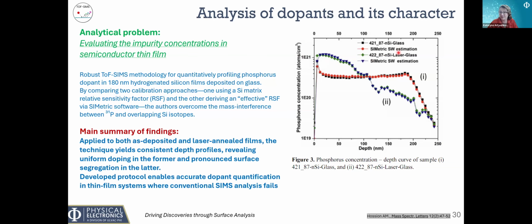So we can see that there are two samples that they've analyzed. The first one is glass that is as received, and these are the two curves in black and red that follow phosphorus. And you can see that it's really uniformly distributed throughout the whole device. And the second was laser annealed films, which are green and blue, which is two different calibration methods again. And you can see that it shows surface segregation in the second example. So this protocol was really powerful to be able to accurately quantify phosphorus concentration in thin films where conventional SIMS would fail.